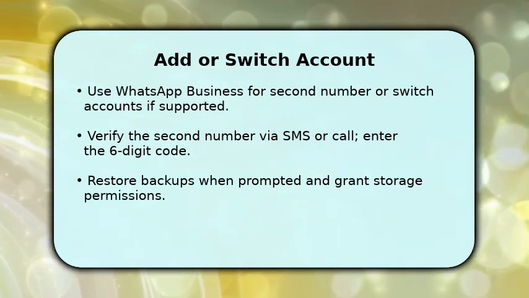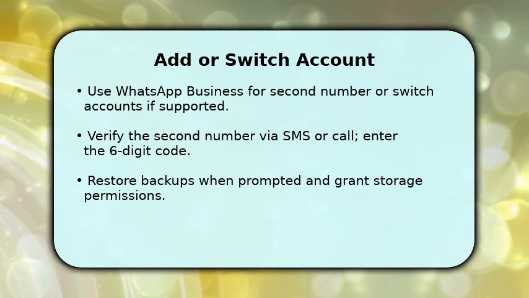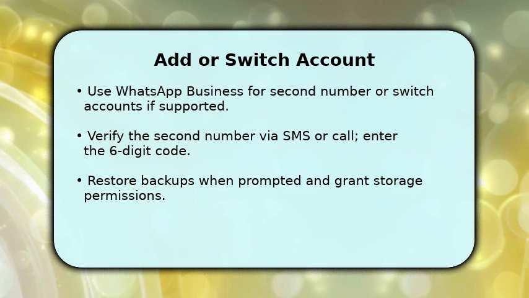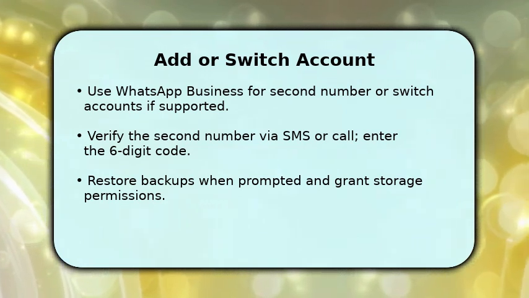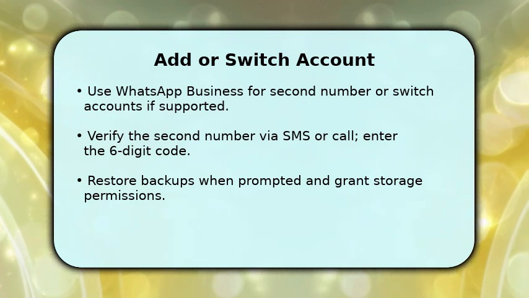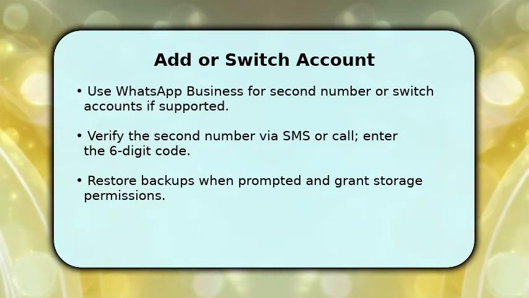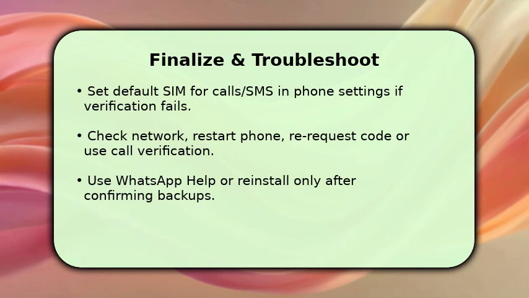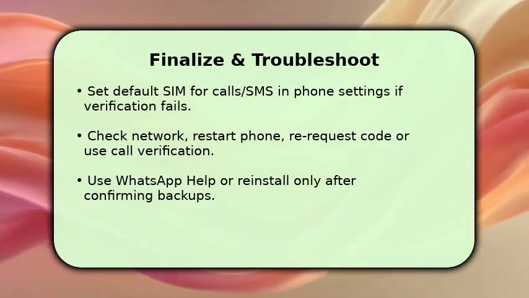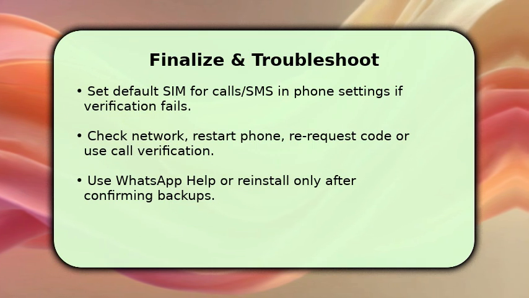Make sure to grant storage and contact permissions so media and messages restore correctly. Once verified, restore any backup linked to that number. This keeps chat continuity and avoids lost messages, which is why restoration matters. You finish by configuring which SIM the phone uses for SMS or calls. This matters because verification codes must arrive on the chosen line.